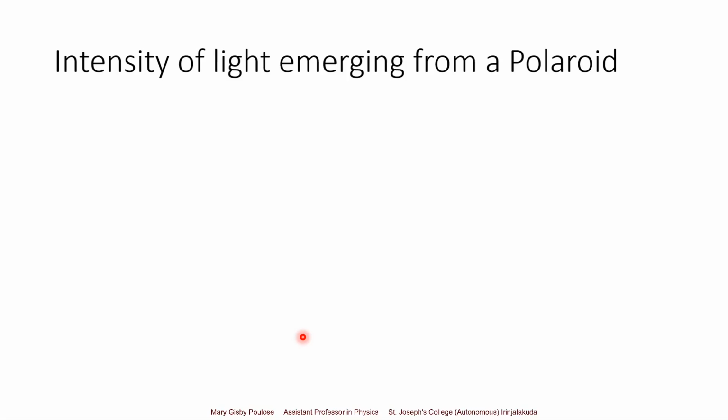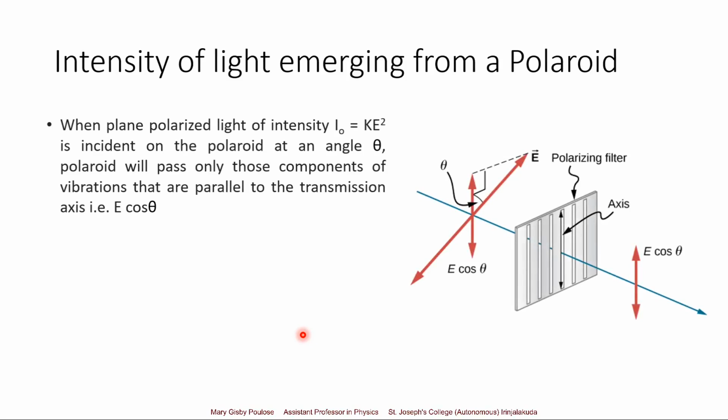Now, we can measure the intensity of light emerging from a Polaroid. When plane polarized light of intensity I0, that is equal to KE square, is incident on a Polaroid at an angle theta, the Polaroid will pass only those components of vibration that are parallel to the transmission axis. That is, it will pass only the E cos theta value, right? So if we have plane polarized light in this direction, okay, it is falling on an analyzer, it will allow only this component that is parallel to the transmission axis to pass through. That is E cos theta.